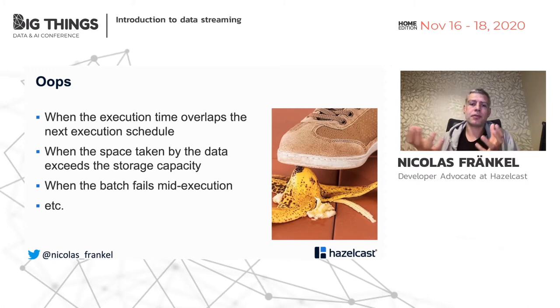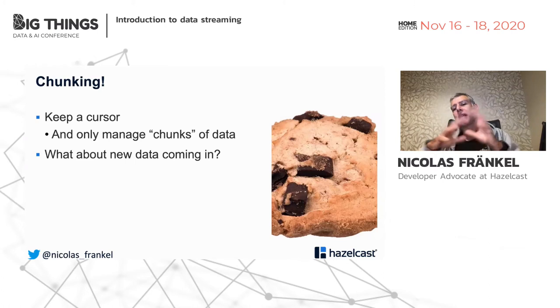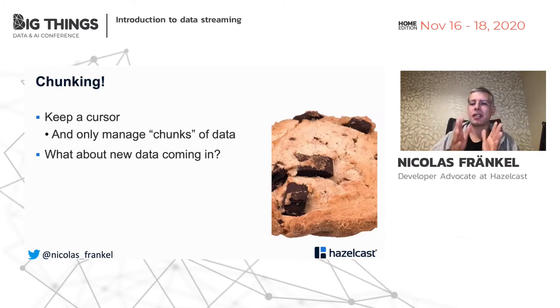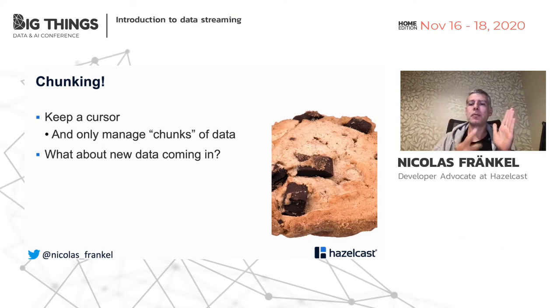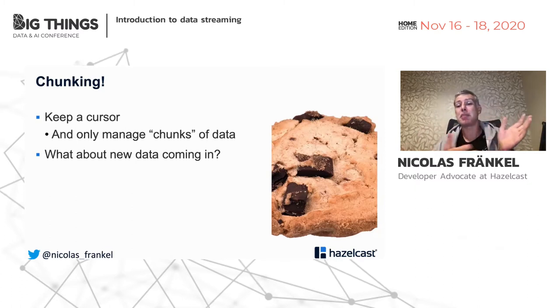So there are a couple of solutions. The easiest one is, if it's too big or if it fails mid-execution, let's chunk it. Instead of loading everything, we make artificial chunks, and then we keep a cursor and say, this chunk has been processed, so let's process the other chunk. But if we design it like that, what about new data that comes in? It might be in a chunk, it might not. It's an issue.